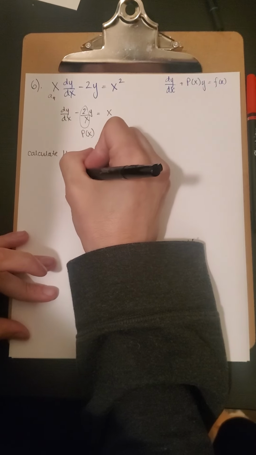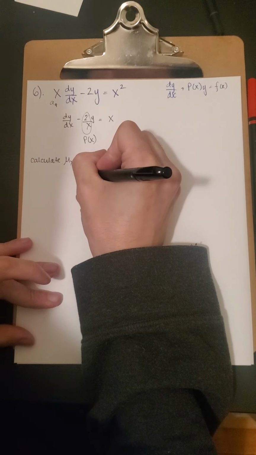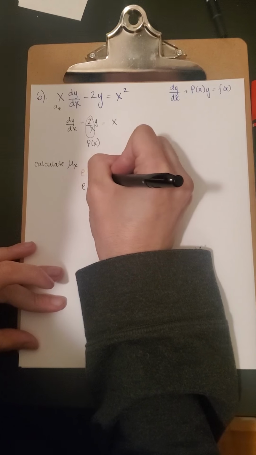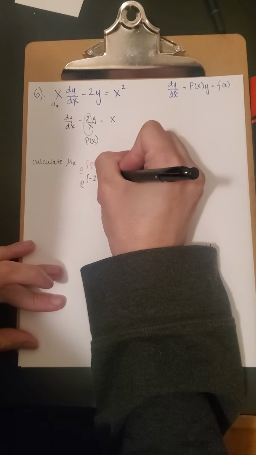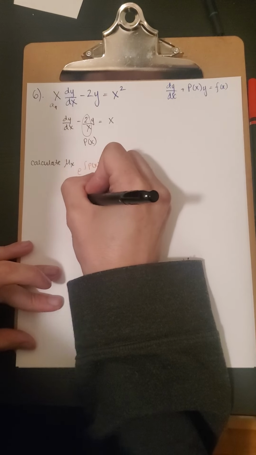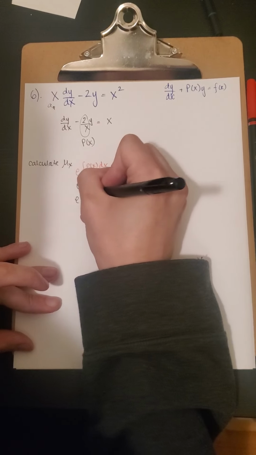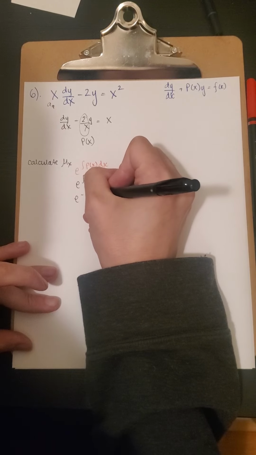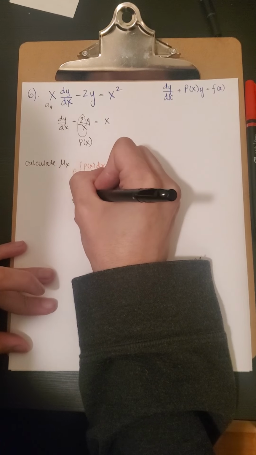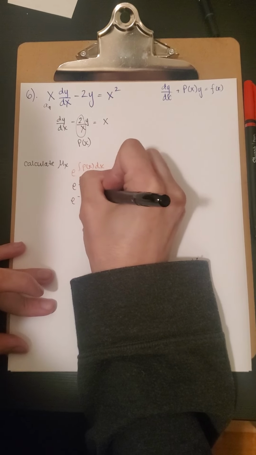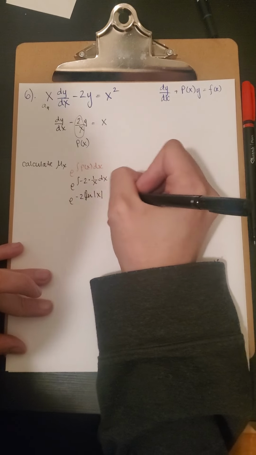Which in this case is e to the integral of negative 2 over x dx, and then we get e to the negative 2 natural log of x. And no c, there's not going to be a c.